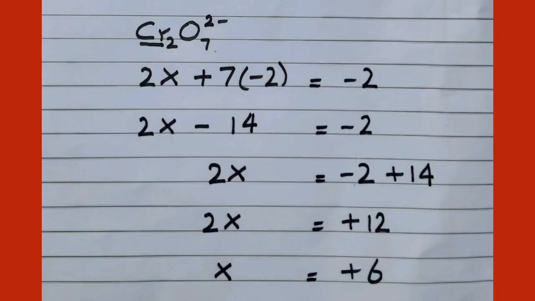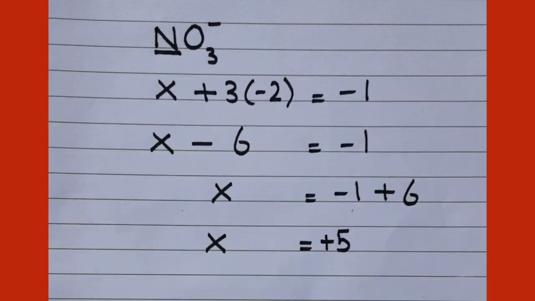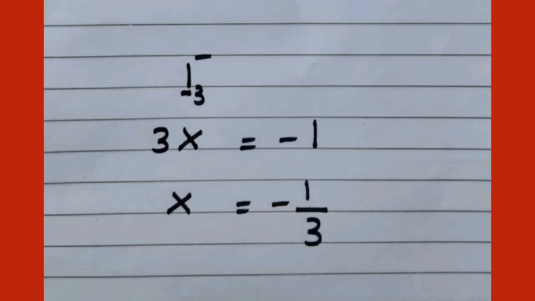Cr2O7 2-, underlined element Cr. 2x plus 7 multiplied by minus 2 equals minus 2. 2x minus 14 equals minus 2. 2x equals minus 2 plus 14. 2x equals 12. x equals 12 divided by 2. x equals plus 6. NO3 -, underlined element N. x plus 3 multiplied by minus 2 equals minus 1. x minus 6 equals minus 1. x equals minus 1 plus 6. x equals plus 5. I3 -, underlined element I. 3x equals minus 1. x equals minus 1/3.